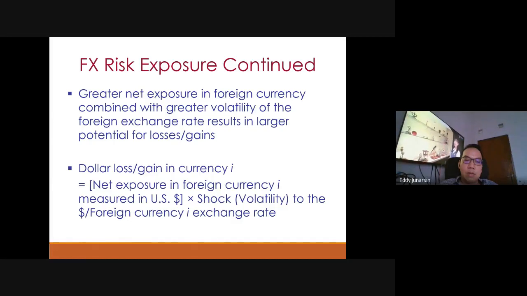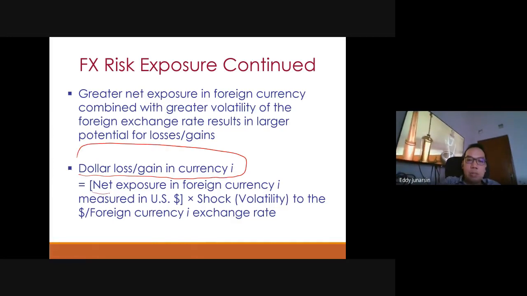Okay, so dollar loss or gain in currency, this would be the net exposure multiplied by the shock. Right? The shock could be appreciation or depreciation of that currency. Like we just saw in a small example about the Buick car. We will see some more examples throughout our discussion here.